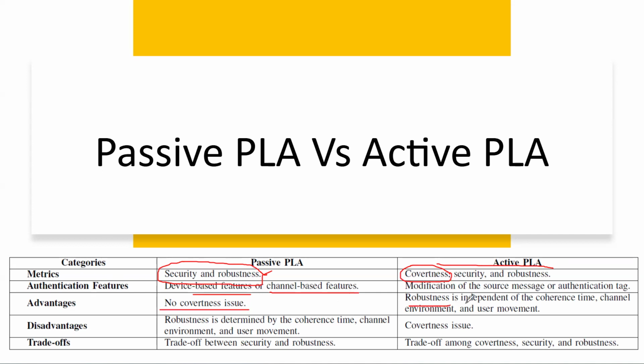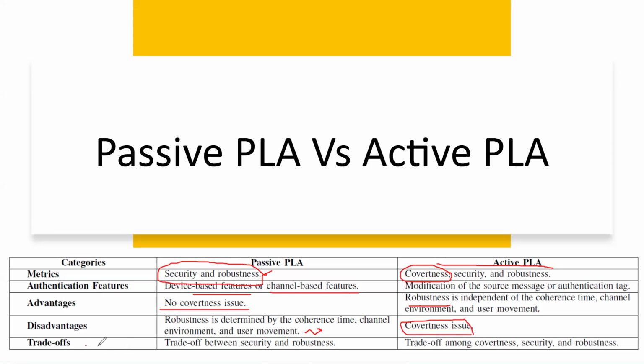Here, active physical robustness is independent of the coherence time, channel environment, and user environment because you are embedding a tag here. The disadvantages here: the robustness is determined by the coherence time, channel environment, and user movement because it's completely dependent on the channel. While for active physical layer authentication, you have covertness issues.